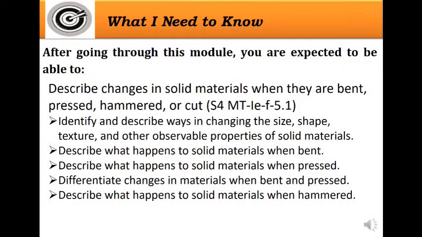So these are the things we need to know in this lesson. After going through this module, you are expected to be able to describe changes in solid materials when they are bent, pressed, hammered, or cut. Identify and describe ways in changing the size, shape, and texture, and other observable properties of solid materials. Describe what happens to solid materials when bent. Describe what happens to solid materials when pressed, and differentiate changes in materials when bent and pressed. And the last one, describe what happens to solid materials when hammered.